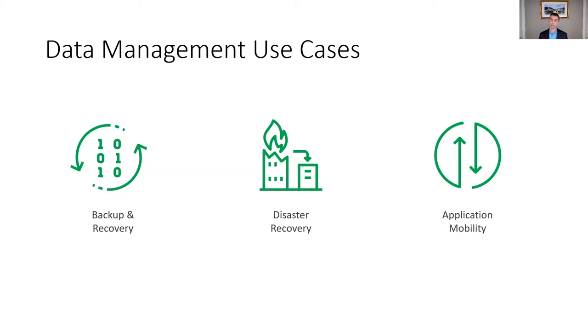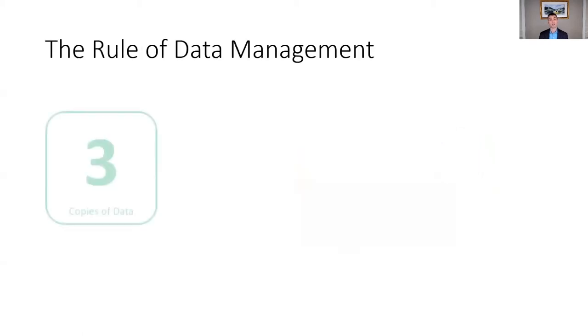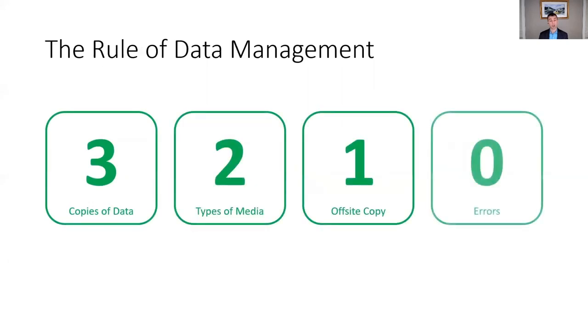You might move it from a Kubernetes service back to Tanzu Kubernetes Grid, TKG, or move it from one cloud to another based on cost optimization. And so these three use cases come up again and again: backup and recovery, disaster recovery, and application mobility. An underlying principle to all of these use cases is to have what we call the 3-2-1 rule: three copies of the data on two different media types, one offsite, and with no errors. Every one of these is essential.